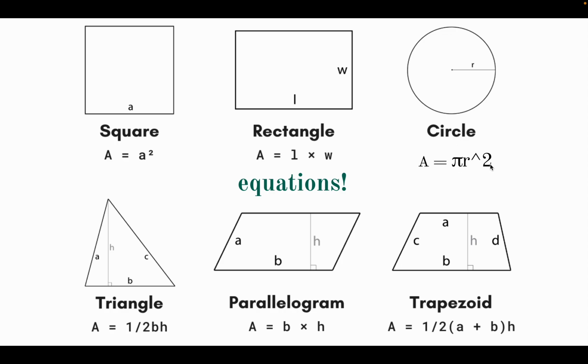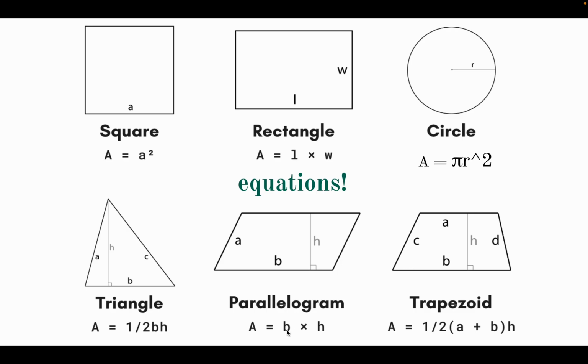Circle, you have pi r squared. R is the radius of the circle. It's the distance from the center to any point on the outside of the circle. Triangle, you have 1/2 base times height. Base is the bottom, height is from the top to the bottom.